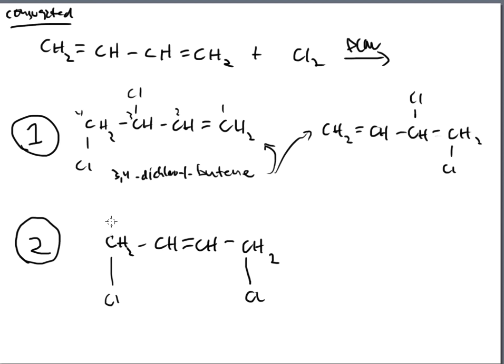If I wanted to name this, what do I name it? Well, this is going to be a 1, 2, 3, 4. It's still a butene, but my double bond is on carbon number 2. Again, symmetrical, it doesn't matter which way you go with it. And then on carbon number 1 and on carbon number 4, I have the dichloro positions. 1,4-dichloro, 2-butene. That is the name of the structure. That is totally different than option 1.